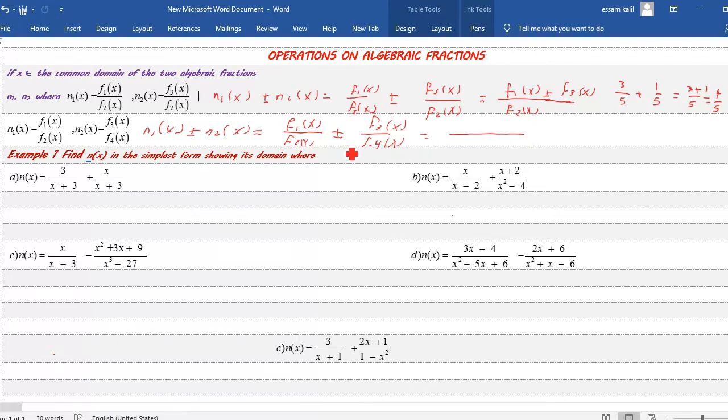So multiplying the two denominators, it will become f2 of x times f4 of x, and multiplying f1 of x times f4 of x, f1 of x times f4 of x, positive or negative f2 of x times f3 of x.